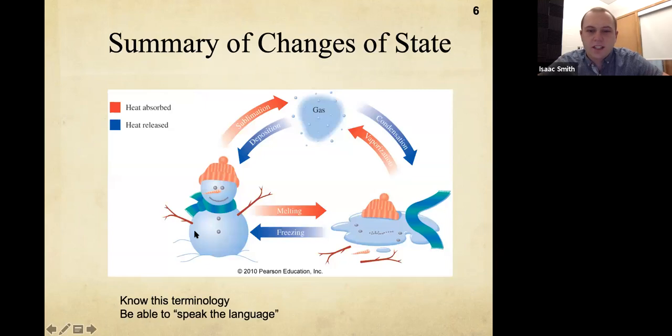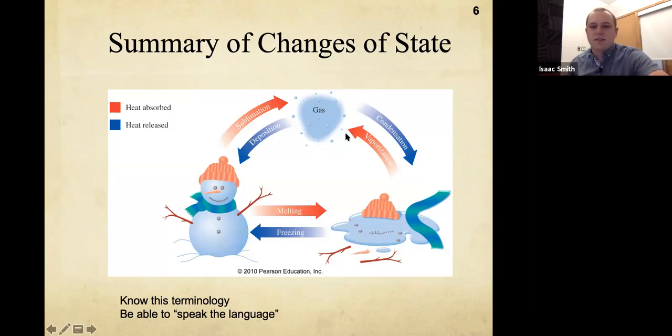So if we look at changes of state or phase change, let's see. Sorry, I got a bunch of pop-ups here. Okay, should be good.